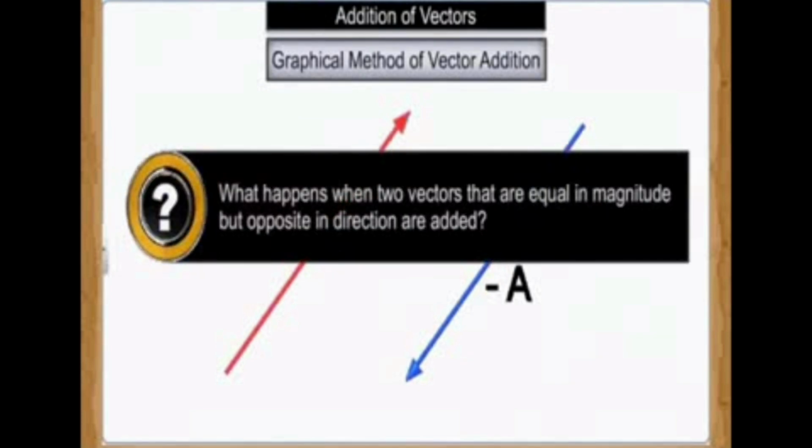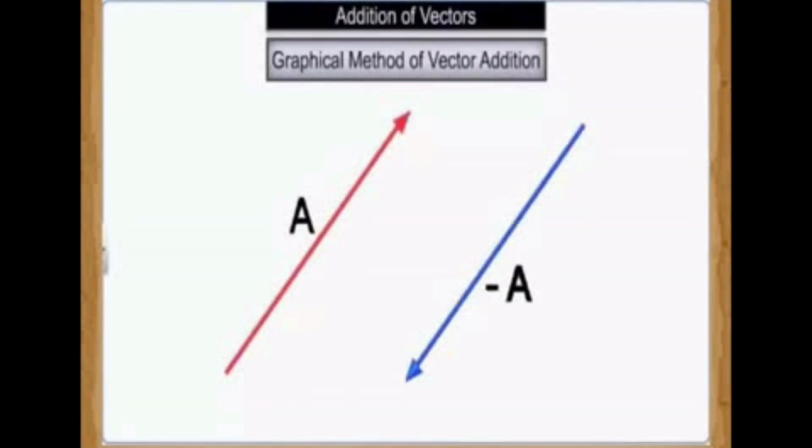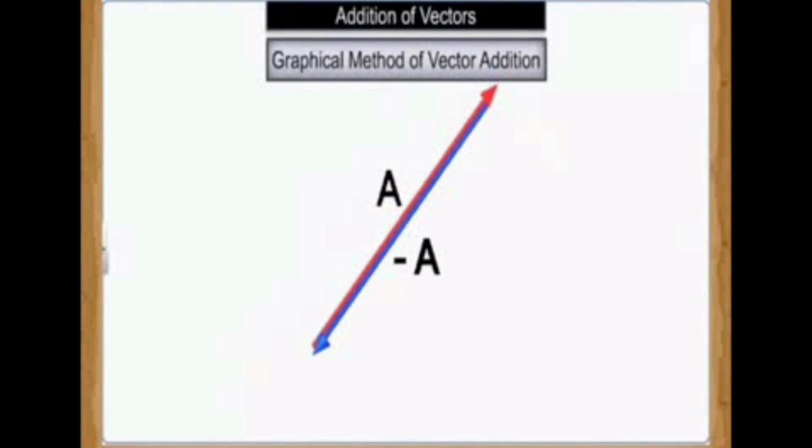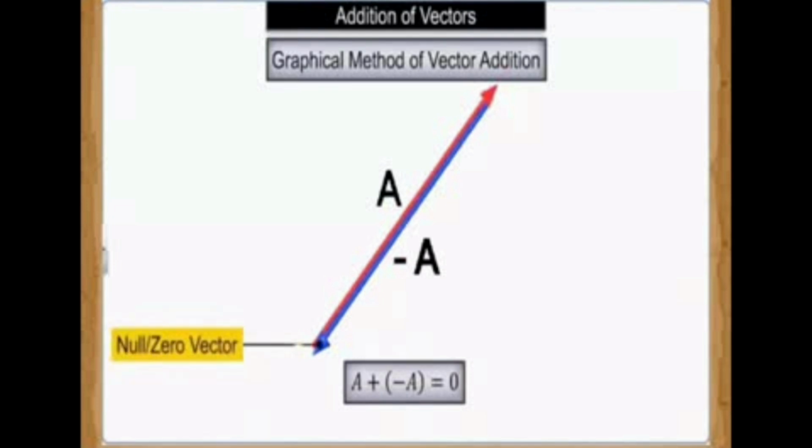So these are the two vectors, same magnitude, opposite direction. This type of vectors are called opposite vectors. So when you are adding the two opposite vectors, anti-parallel vectors, you will get 0. So two anti-parallel vectors and magnitudes are equal. When you are adding the two vectors, you will get 0. That 0 is called a null vector or zero vector.